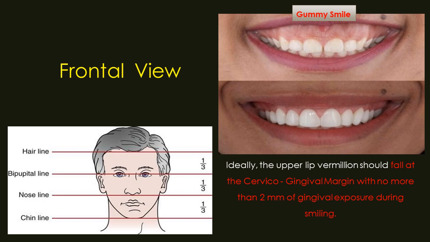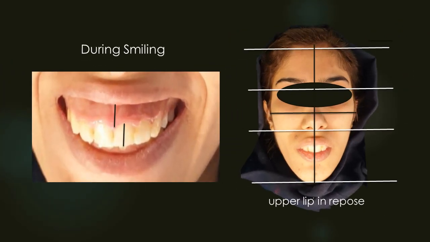In case of the presence of a gummy smile, we evaluate the amount of gingival exposure when smiling, and the amount of upper incisal exposure under the upper lip in repose. Ideally, the upper lip vermilion should fall at the cervical gingival margin with no more than 2 mm of gingival exposure during smiling. In this photo, we can see the upper lip position both in repose and during smiling in gummy smile cases.